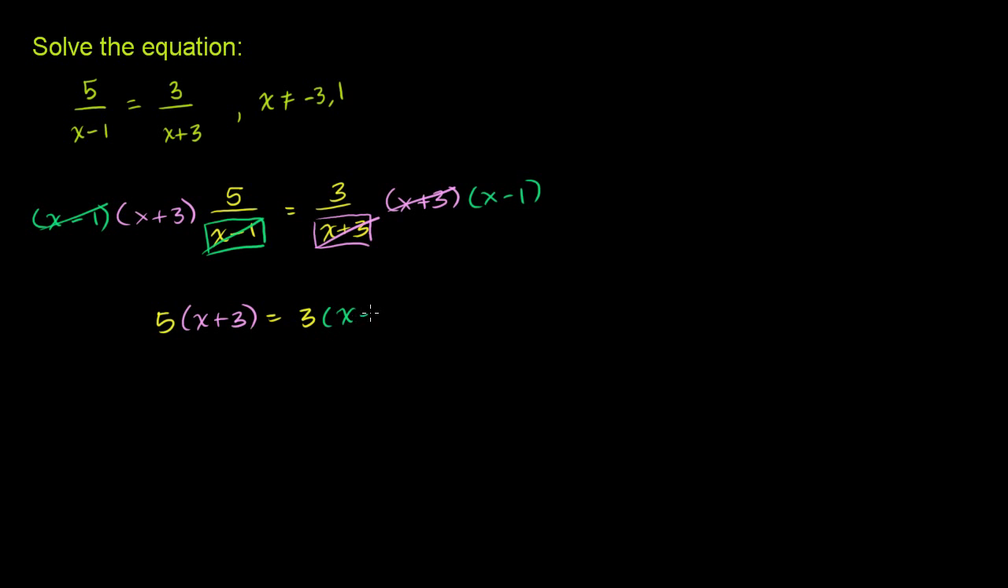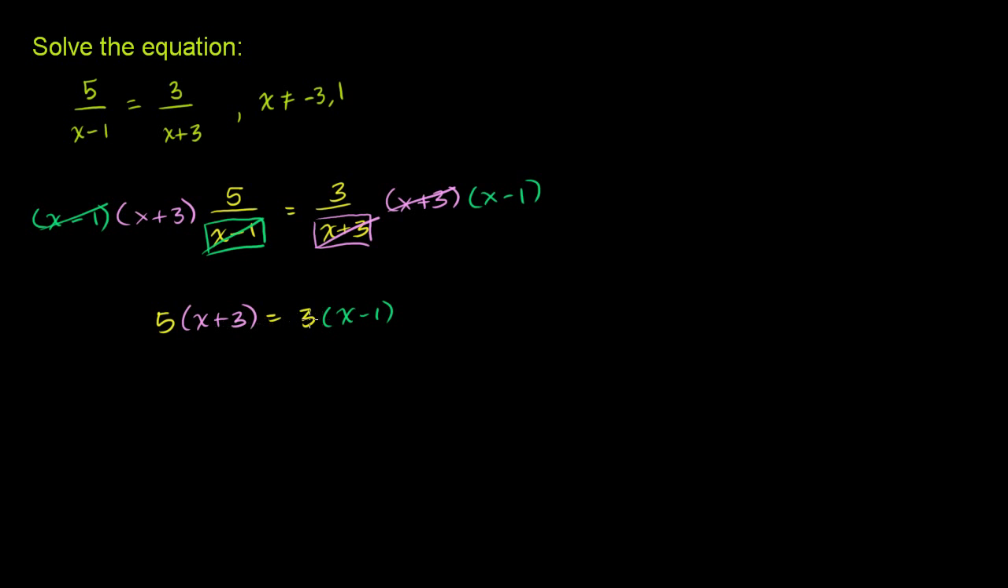And all we did is we multiplied both sides of the equation by both denominators, by x plus 3 times x minus 1. And this is where the whole notion of cross multiplying comes from. It looks like we just took 5 times x plus 3 is equal to 3 times x minus 1, which is a legitimate thing to do, but it just comes from the idea of multiplying both sides by both denominators, essentially in one step. But now this is a pretty straightforward linear equation.